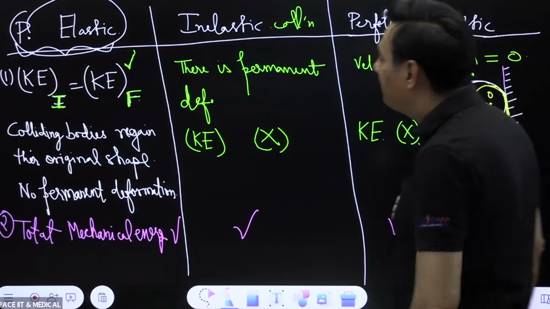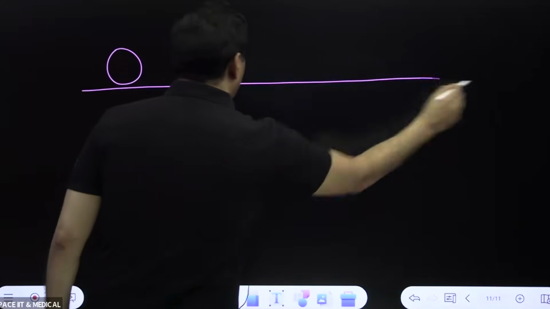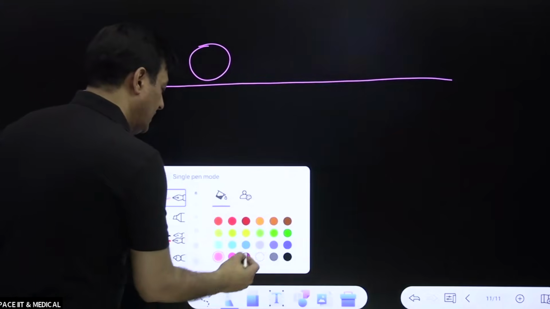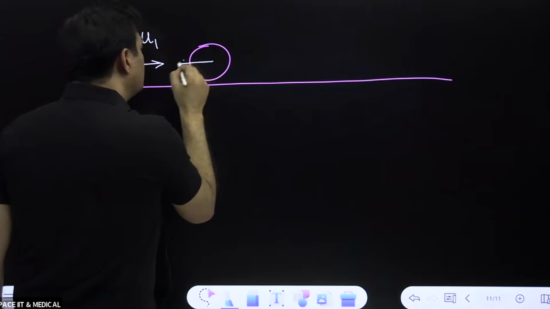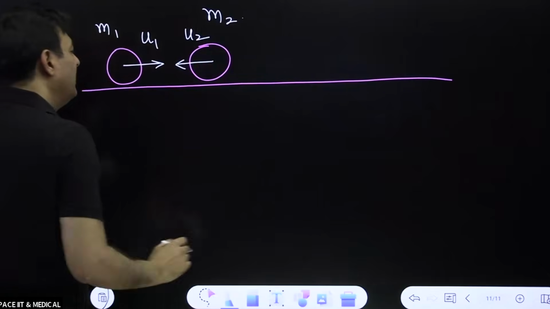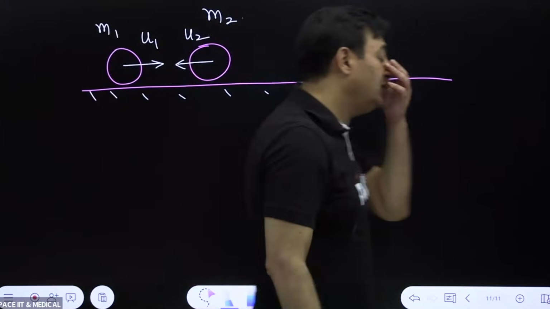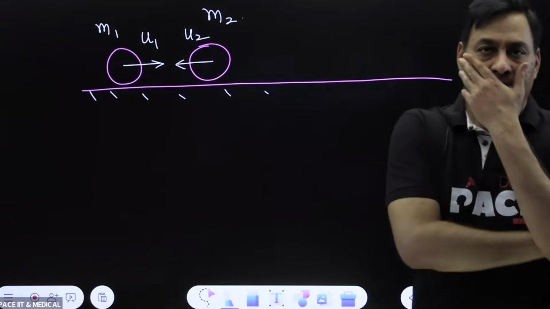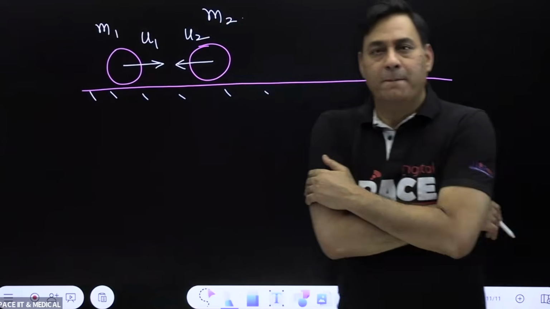Now, if there are two bodies which are colliding, this ball is going to collide with another ball and they are kept on a horizontal frictionless surface. This ball is coming in this direction with some velocity u1, this is going in this direction with some velocity u2, and this has mass m1, this has mass m2. Since this is frictionless, can I say the linear momentum of the system will be conserved in all the three cases of collision? Yes.